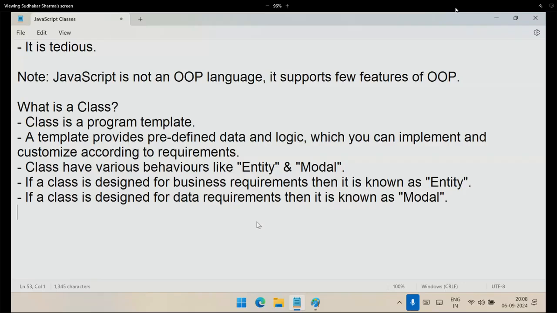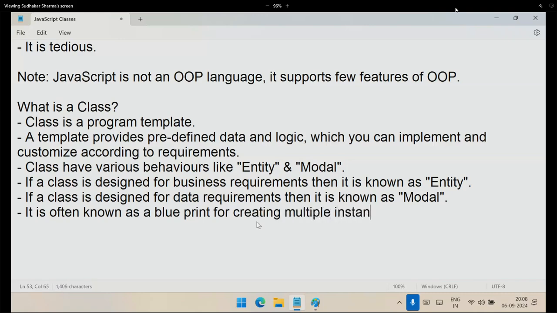So it is often known as a blueprint for creating multiple instances. So that is the technical point about classes. The concept of designing a class came from the simulation system.